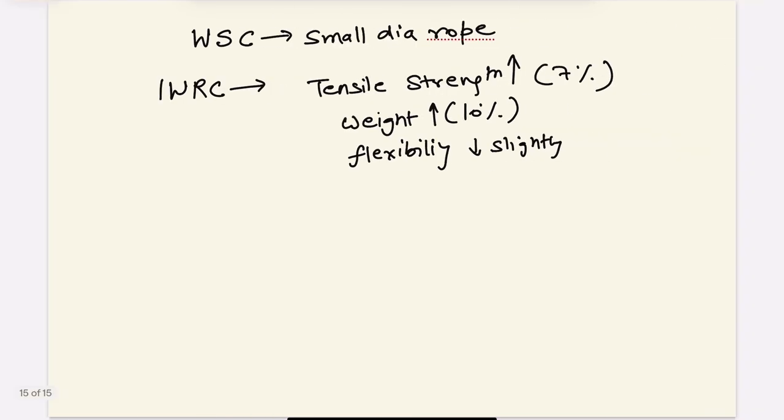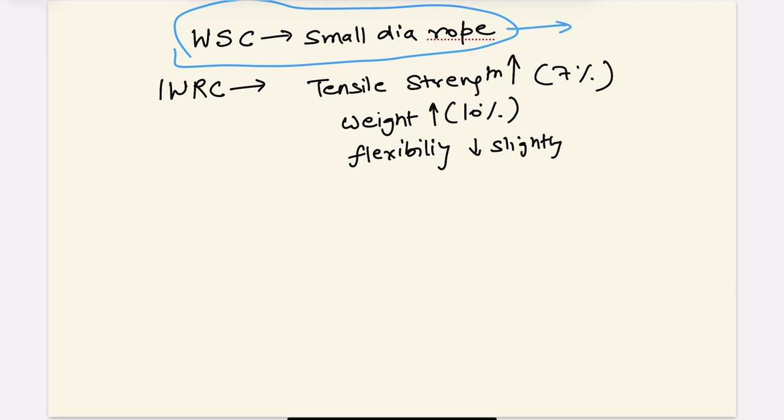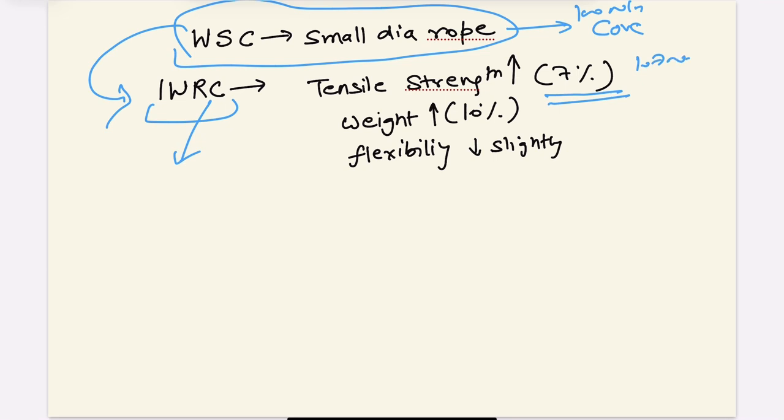One more thing: WSC is used when we have a smaller diameter rope. When we have a smaller diameter rope, the steel core construction is WSC. And IWRC is used when we want to lift heavy loads, or when the diameter is large. Changing from WSC to IWRC increases tensile strength by 7%. If WSC has 100 Newton per mm square, then IWRC has 107 Newton per mm square.